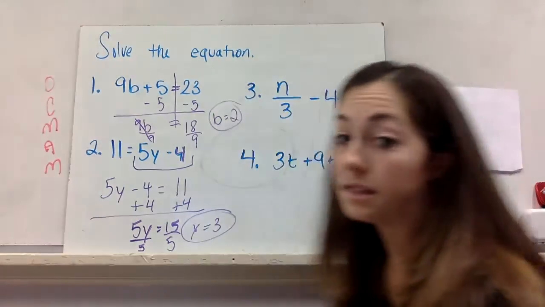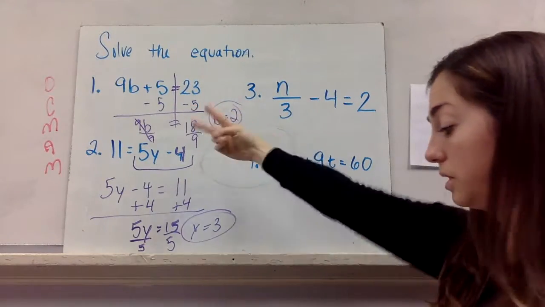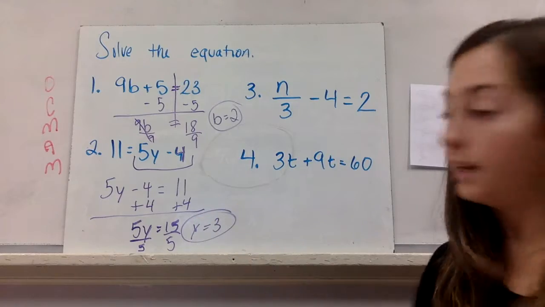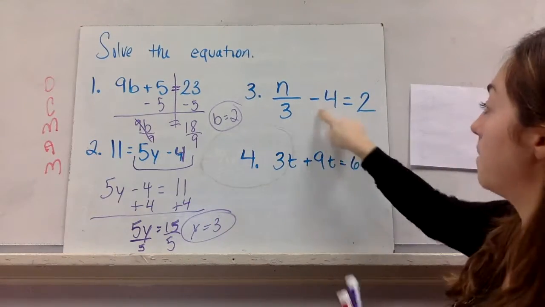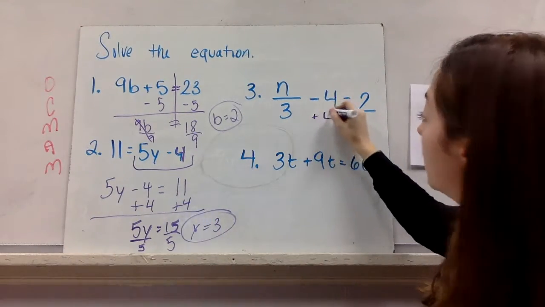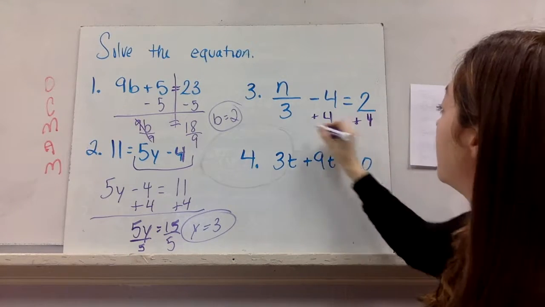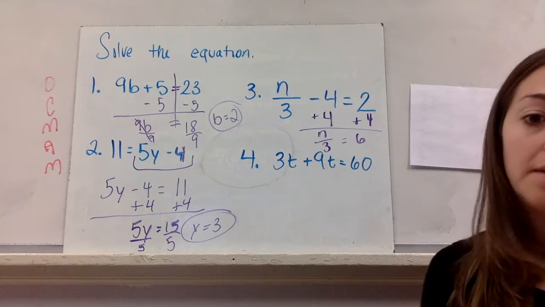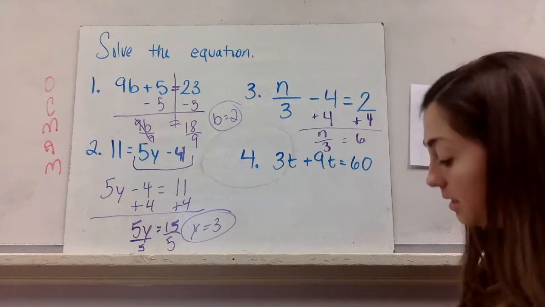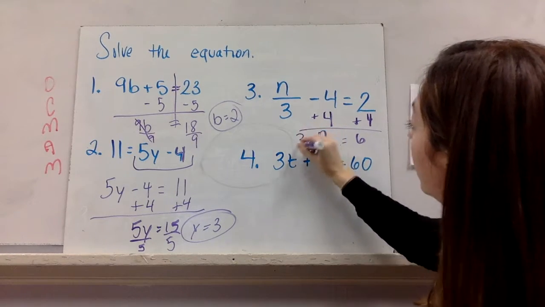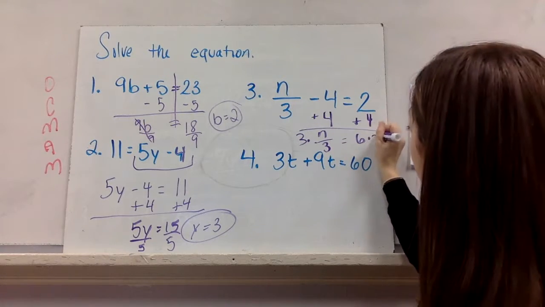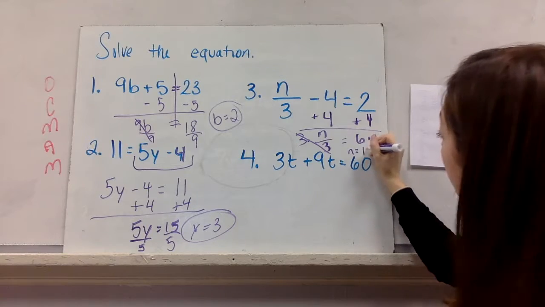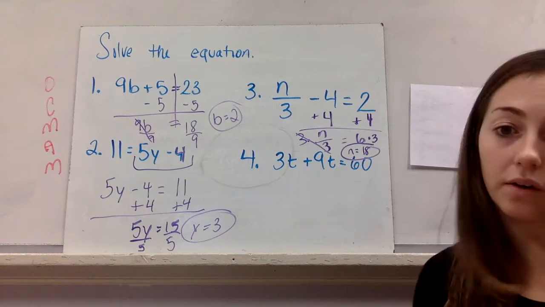Great. Here, same thing. Nothing to distribute, no terms to combine, moving terms, nothing. So I'm on that A again. Here, add or subtract. I've got a minus 4, so I'm adding it. And then I have n divided by 3 equaling 6. Because it's division, I do the opposite. I'm going to multiply by 3 to both sides. And I get n equaling 6 times 3, which is 18.